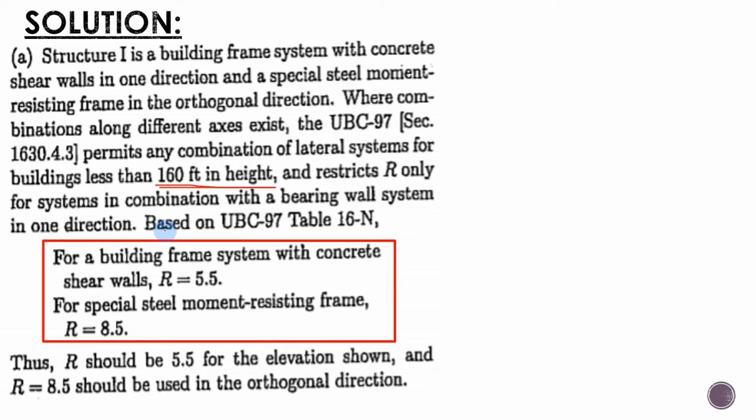Based on UBC 97, table 16-N, we will get these answers. The RC or concrete shear wall is categorized under building frame systems, so R is 5.5, then special steel moment resisting frame is 8.5. This is based on UBC 97, table 16-N. It is in the book, so try to follow. But I think there is a small discrepancy compared with the NSCP.